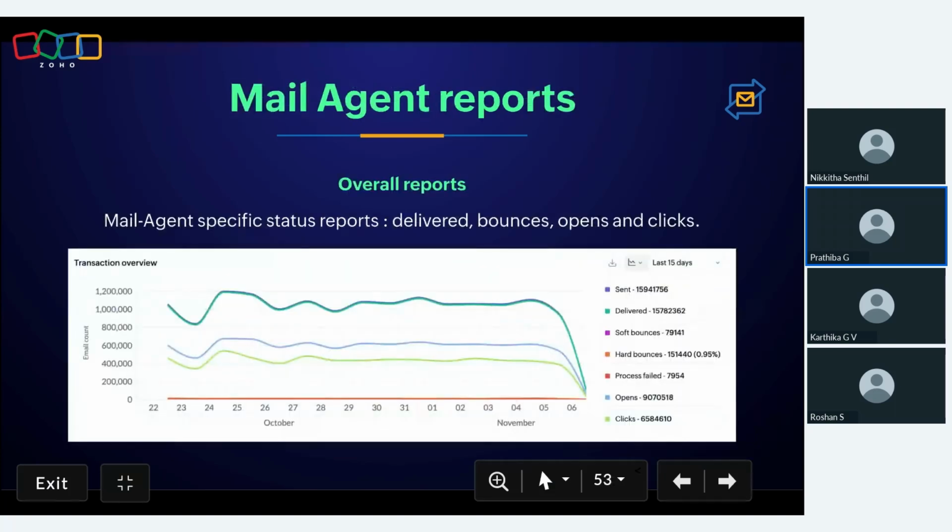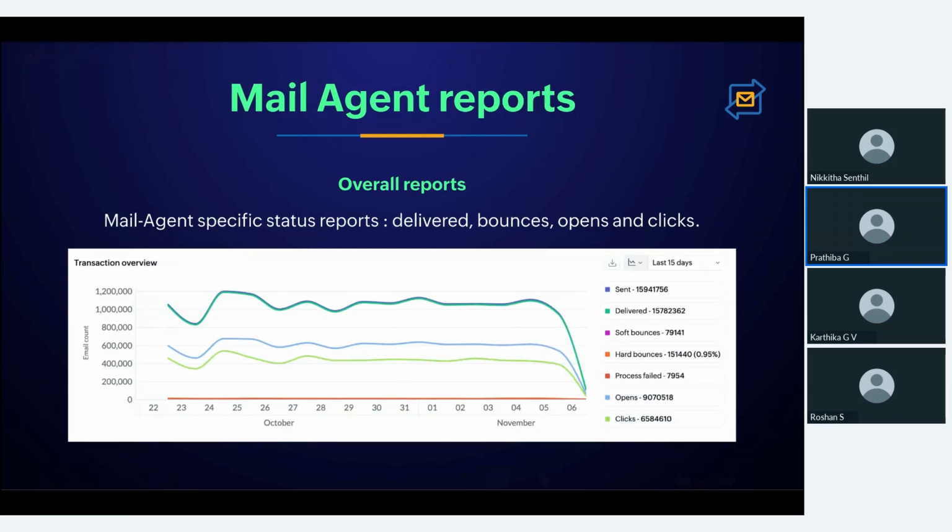Starting with Mail Agent reports. All the information about the status of every email that is being sent out from a particular mail agent will be available in this section. Now, email statuses indicate how an email has performed. And the different statuses an email can take are delivered, hard bounce, soft bounce, opens, and clicks.